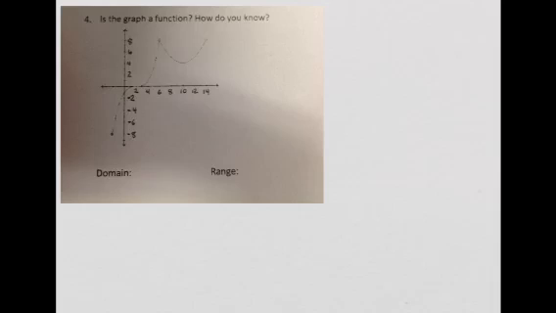Okay, so for number 4, is the graph a function? How do you know? If you pass a vertical line anywhere over the graph, it's only going to touch the graph at most in one point. So if you just draw a vertical line all the way across, it's only going to intersect the graph in at most one place, one point. So the answer is yes, because it passes the vertical line test.